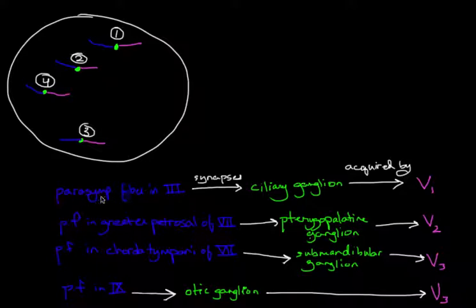The first parasympathetic fiber that you'll see starts off in cranial nerve 3, which is the oculomotor nerve, and that's represented by this blue line here. And it's going to synapse at the ciliary ganglion.